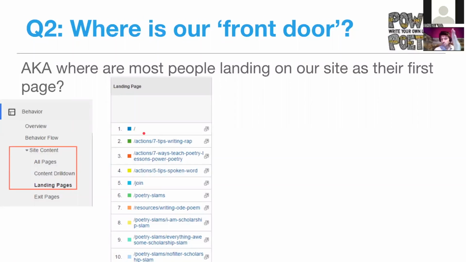We have the slash, which is always your home page. The slash is where it starts at the root directory, and then it goes into these other things. So for powerpoetry.org, it's powerpoetry.org slash, that's the home page. This would be powerpoetry.org slash action slash 7 tips writing rap. Okay, so we then are able to guess, okay, we have our landing page.